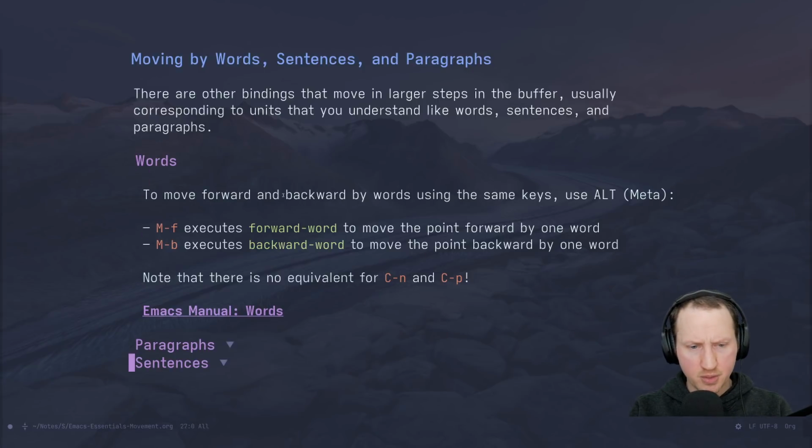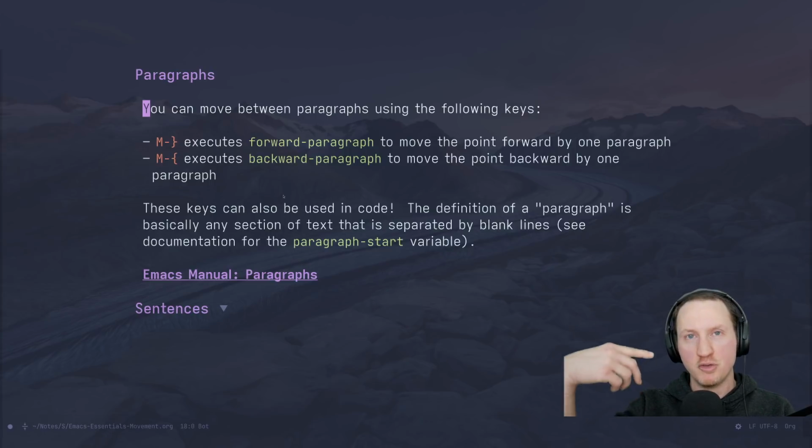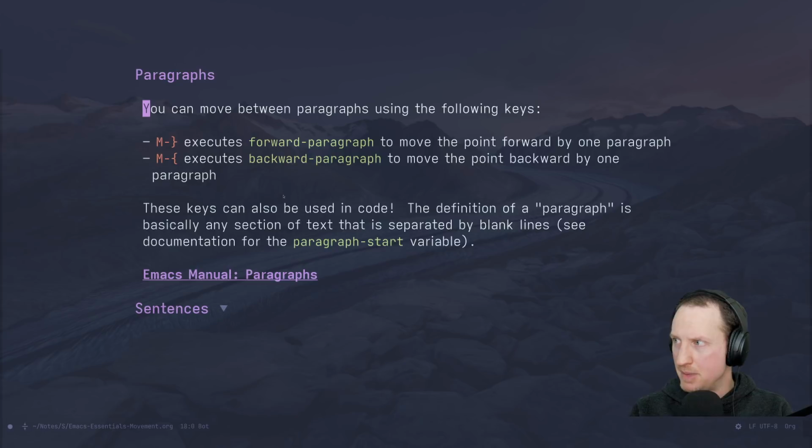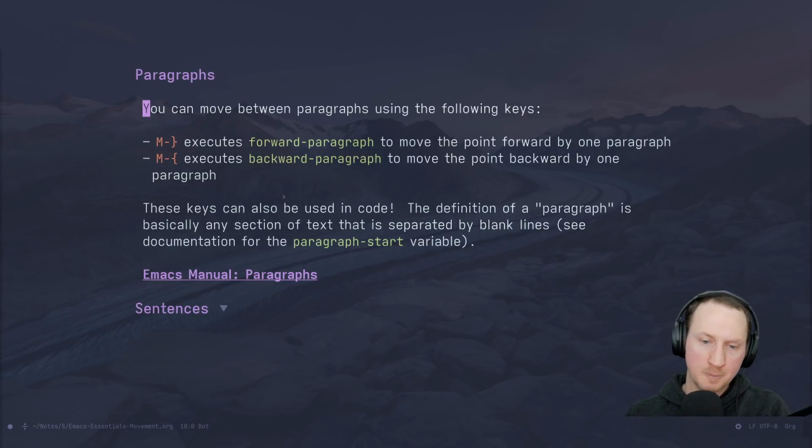Also, paragraphs. So paragraphs basically are treated as any block of some text that is delimited by white space. So you can use the Alt and right curly brace character to execute forward paragraph to move the point forward by one paragraph, and then the Alt and left curly brace character to move backward by one paragraph. And as I mentioned, these keys can be used in code because the definition of a paragraph is any section of text that's separated by blank lines. So it could be a paragraph in normal prose, or it can also just be like a function that has a blank line before and after.